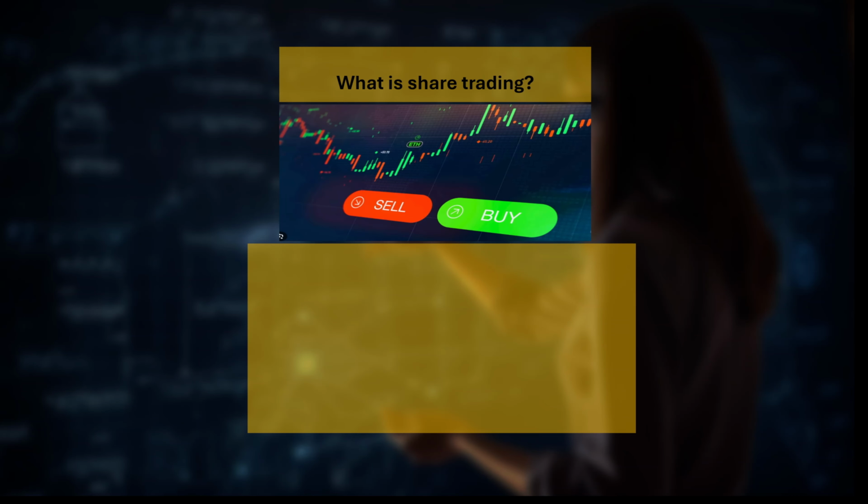So what is share trading? Well, basically it's the stock market, and stock market is buy or sell. If you're bullish, you're going long. If it's bearish, you're going short.